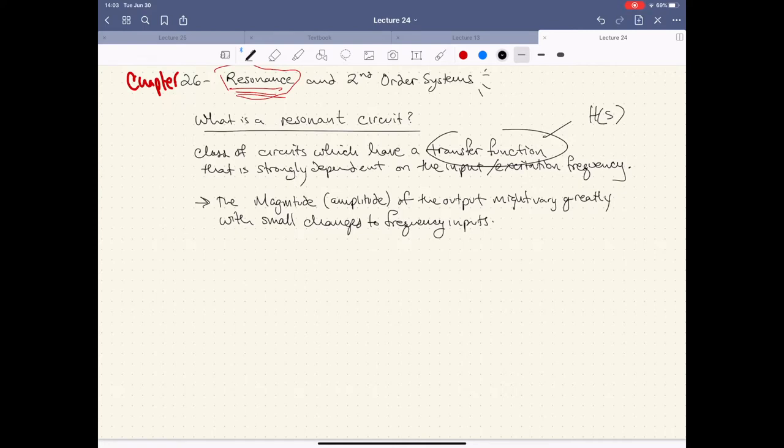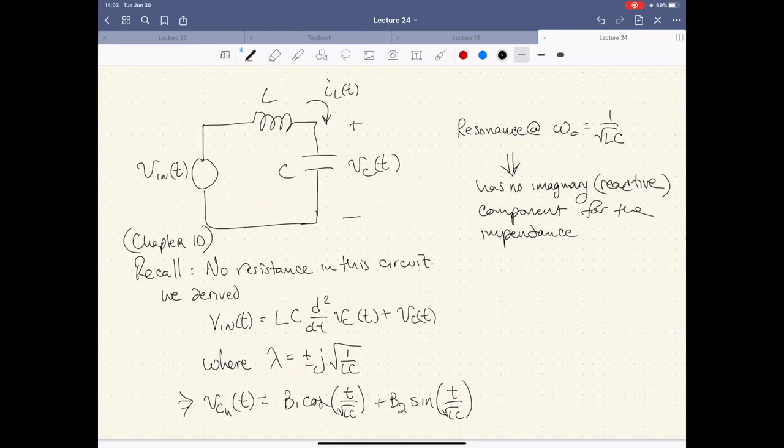So what happens here is that there's some input function X of S. Well, actually, you don't even really need to worry about that. You're going to put in some S into here, and there's some value of S that allows it to be maximized. Another way to look at this is that the magnitude or amplitude of the output might vary greatly with small changes to frequency inputs. We'll see what's going on there. That really depends on your bandwidth, but we'll get there.